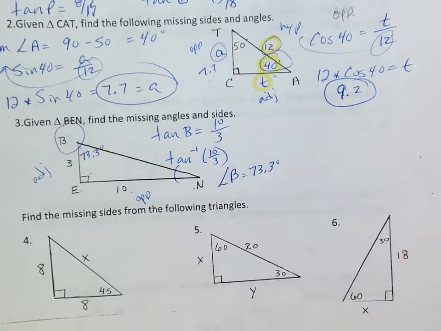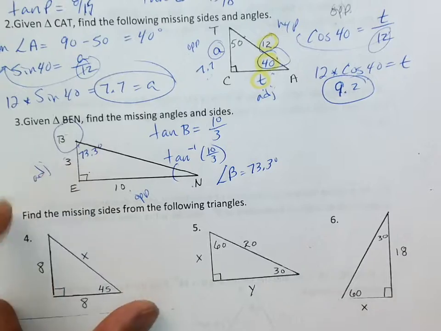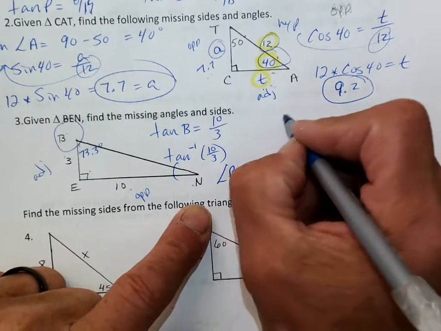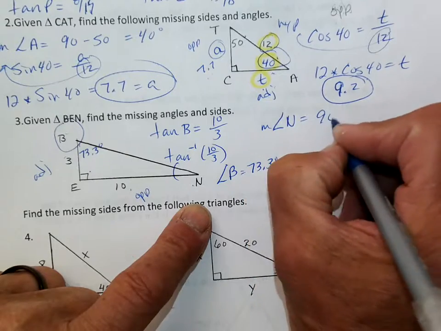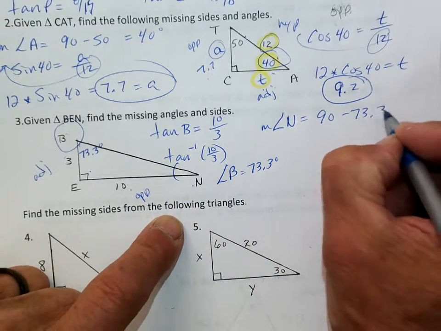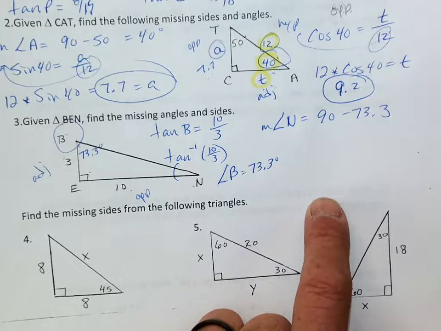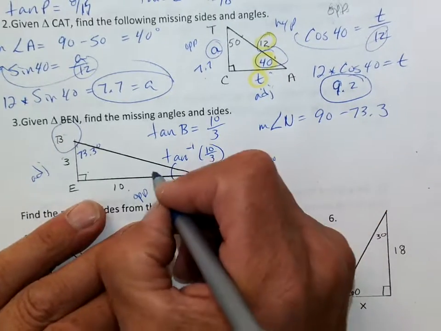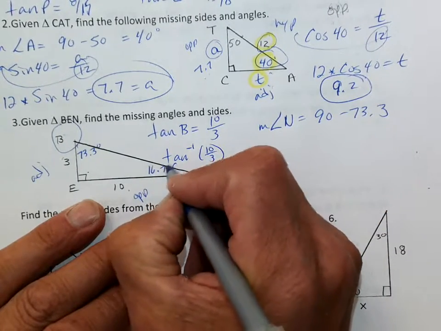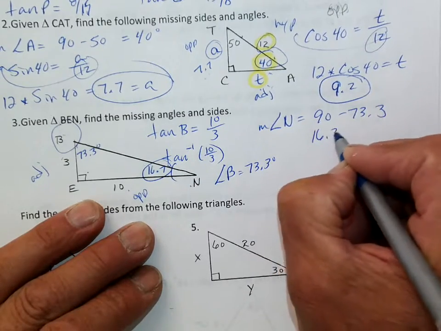Now, how about angle N? Now, angle N is pretty easy because these two, B and N, make 90, right? So okay, I can do that. I can say, the measure of angle N is just equal to 90 minus 73.3, right? 90 minus 73.3, and I get an answer about 16.7 degrees. Okay, so angle N is about 16.7 degrees.